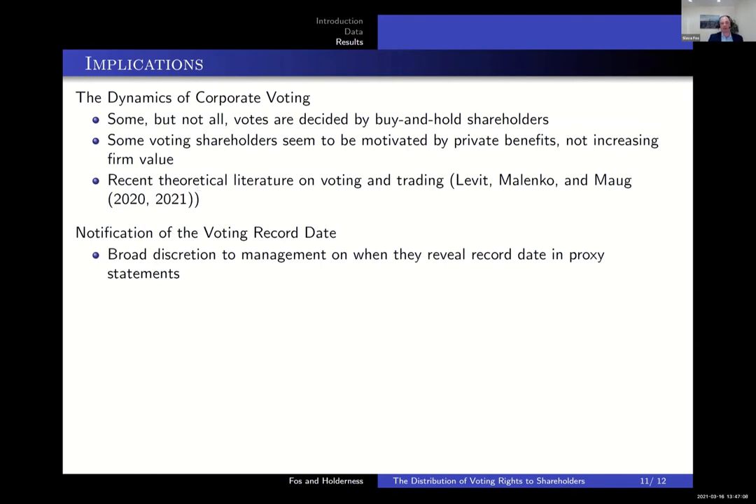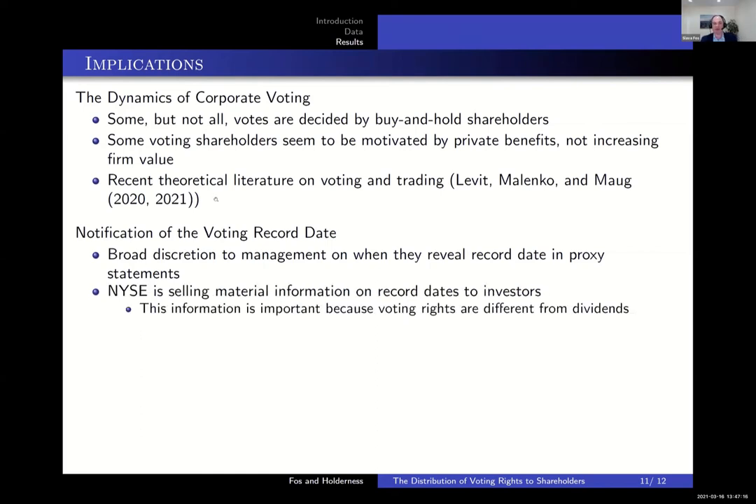Notification of the voting record date. Again, our paper indicates that management has a lot of power, a lot of influence in terms of when to disclose the record date. The New York Stock Exchange is basically requiring companies to provide that information and then sells it to investors. Now, I do want to mention that voting rights are different from dividend rights.